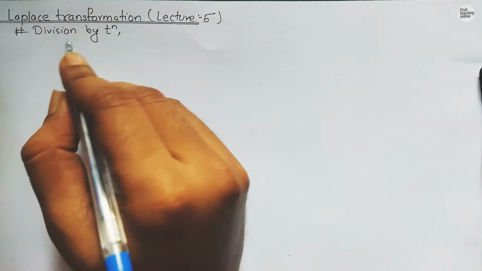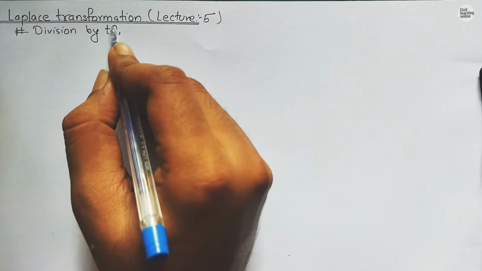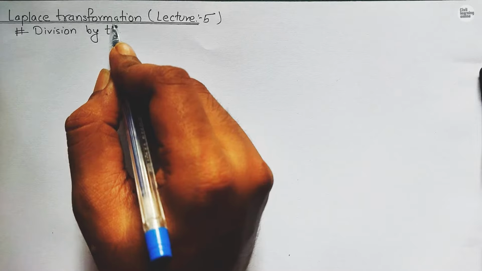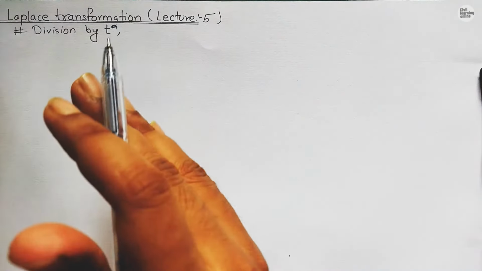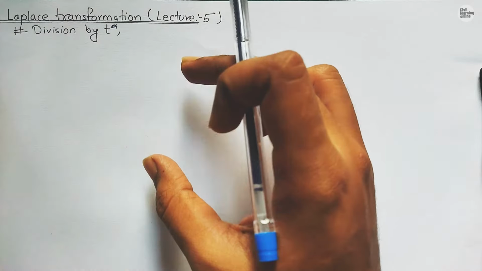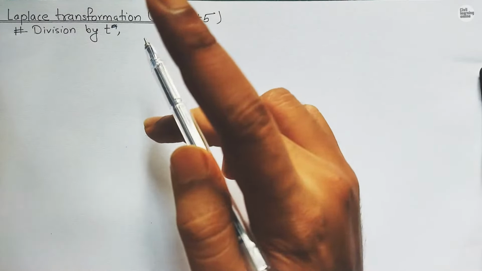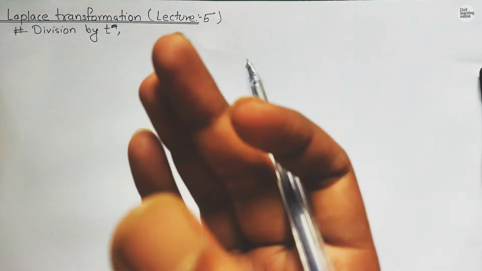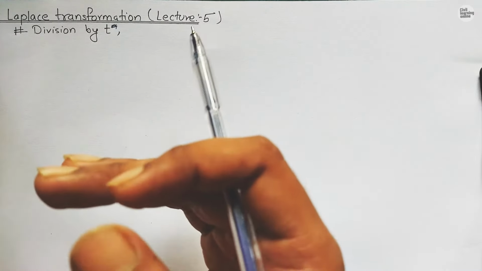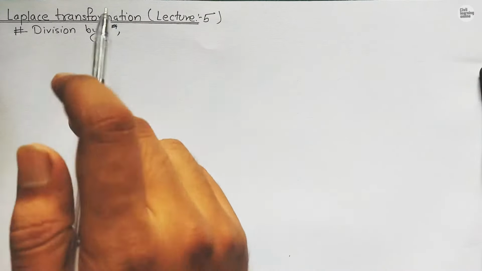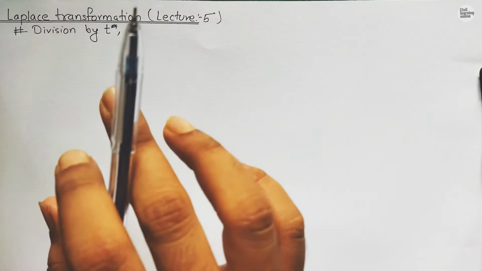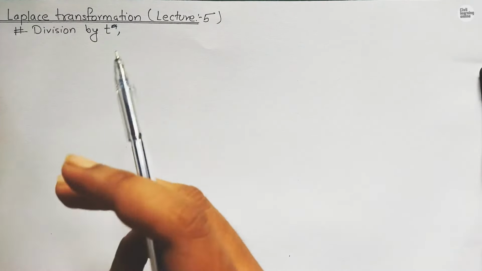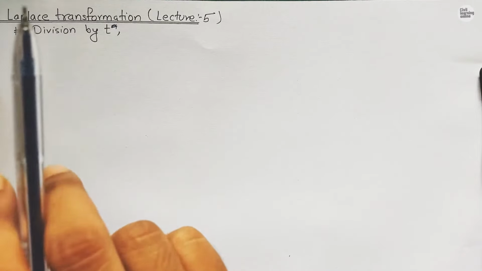One more thing, guys. For division, we can operate only once if there is t. If there is t square, then we have to find the Laplace transformation in a second step, and similarly if there is t cubed, we have to find it in a third step. This will be cleared using the second numerical example in this video.